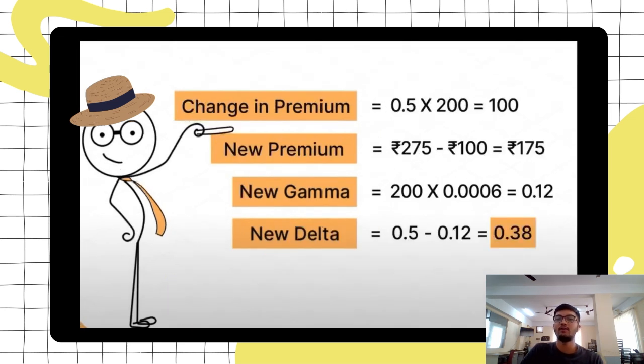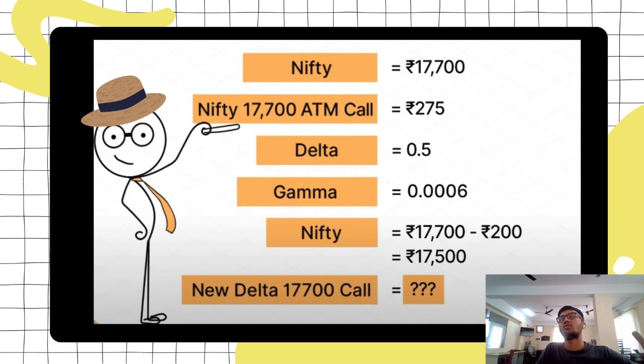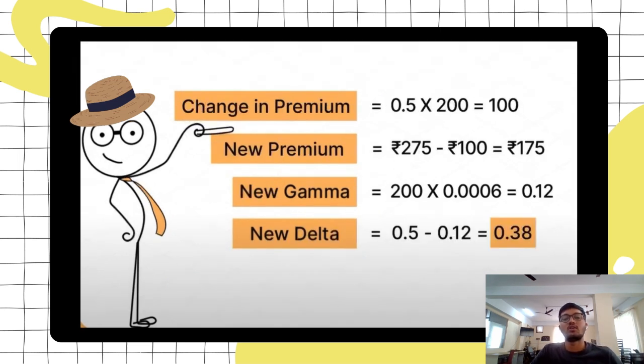So the change in premium will be: a 200 points reduction, from 17,700 to 17,500, will change the premium by 100 rupees. And you are doing an at the money call, the underlying went opposite to your direction, so you are going to lose the premiums. So from 275, your new premium will become 175. But what is the new delta now? At 17,700 the delta was 0.5. What will be the new delta when it moved to 17,500?